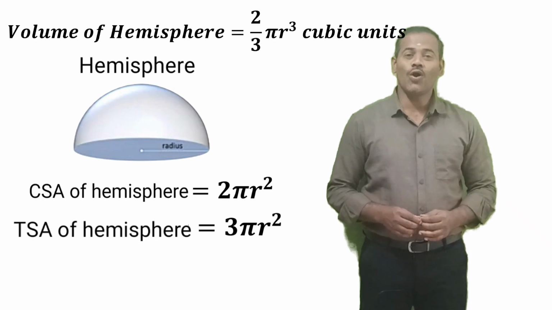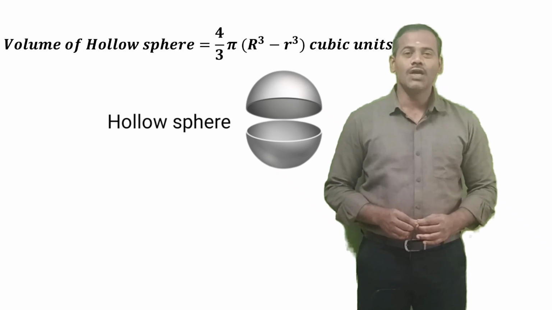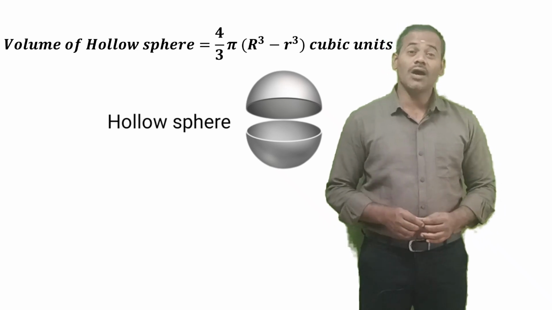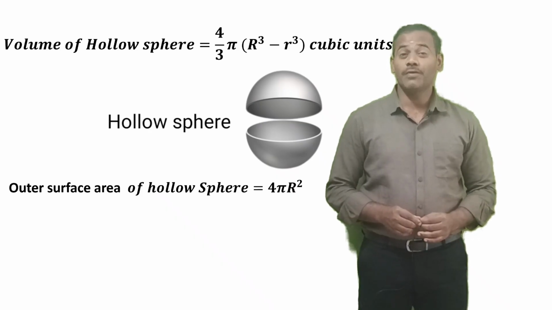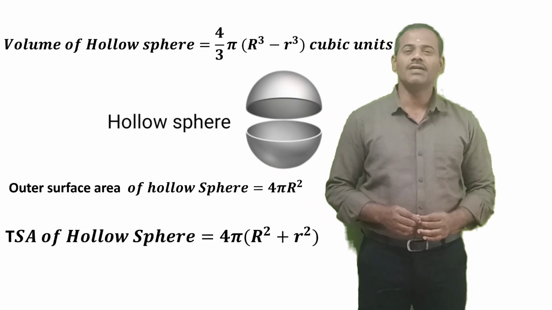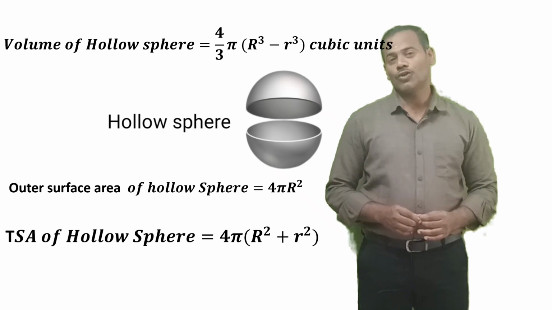Now children, let us move to hollow sphere. The formula for the volume of hollow sphere is 4 by 3 pi (capital R cube minus small r cube) cubic units. And what about the outer surface area of a hollow sphere? That is 4 pi capital R square. And what about the total surface area of a hollow sphere? That is 4 pi (capital R square plus small r square).